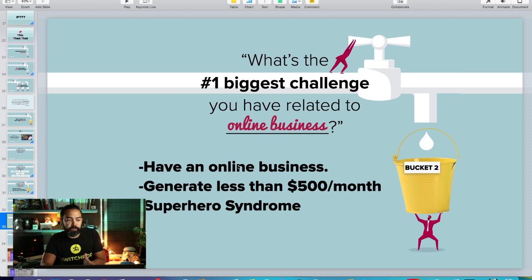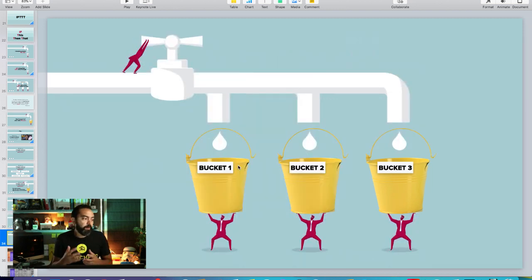And then everybody else was put into bucket number 3. So we have these different buckets now. So now when we turn on the faucet, when we put our lead magnets out there, when we write content, we want to find out, okay, who within this audience is in bucket number 1, bucket number 2, and bucket number 3.